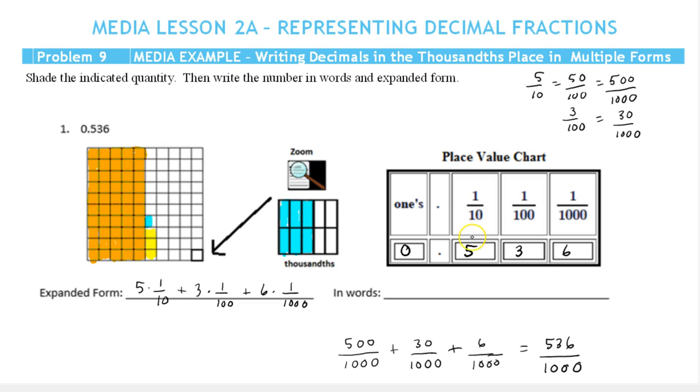Again, our goal here is we don't want to write this long expanded form every time we want to read a number. So instead, we look at the decimal and read the number 536 just like it was a number without a decimal, 536. Then our unit of measure is that last decimal place, which is thousandths. Okay, let's look at the next one.